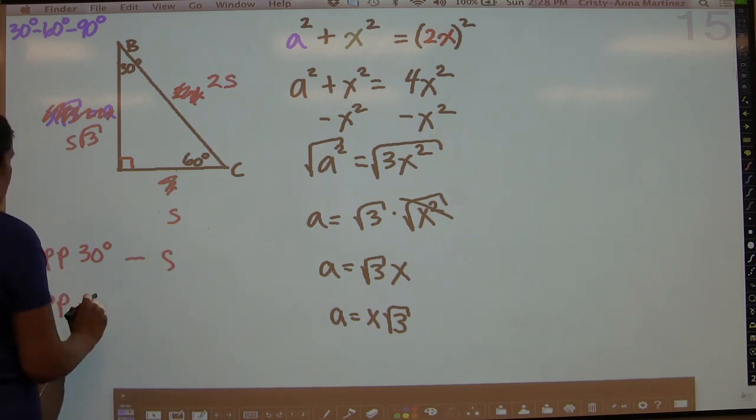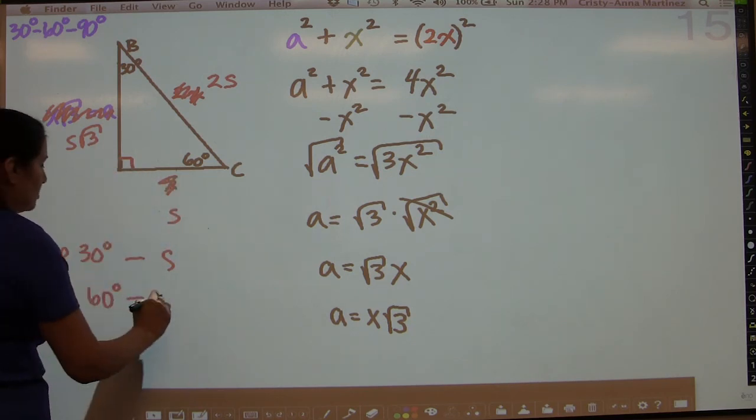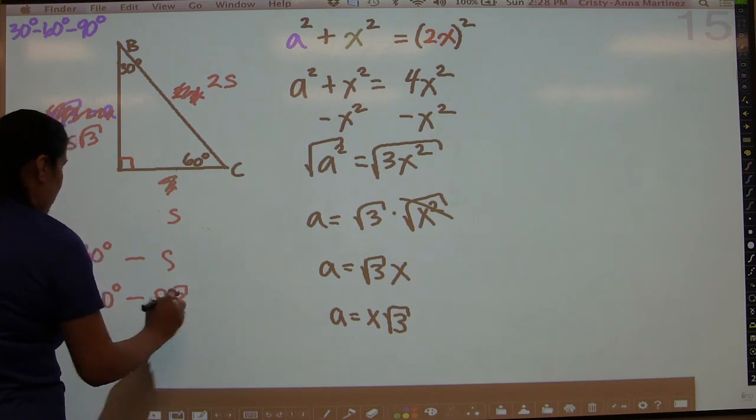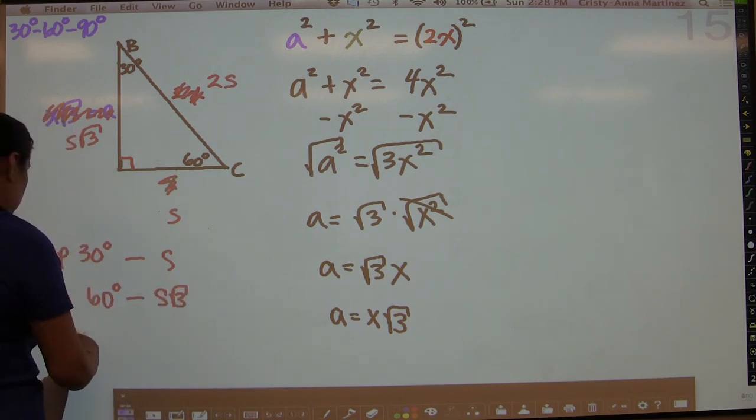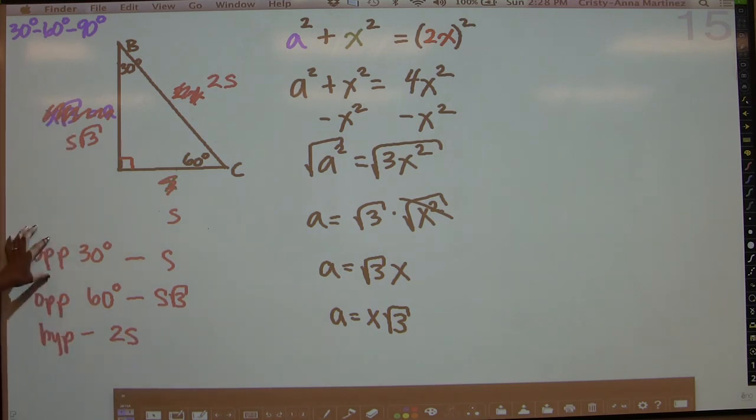Opposite 60 degrees is the long leg, and that's always going to be s root 3. And then the hypotenuse is always going to be 2s. All right, so those are basically the formulas that you want, the relationship that you have with 30, 60, 90. Again, it only applies if you have a 30, 60, 90.